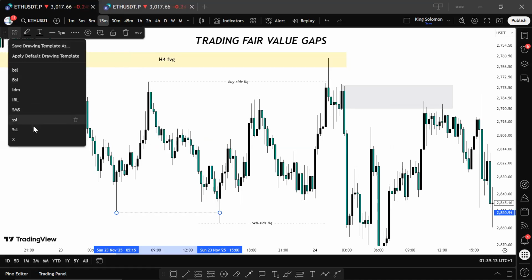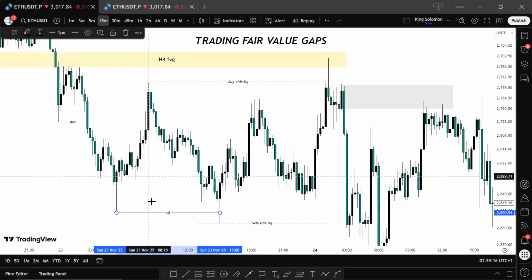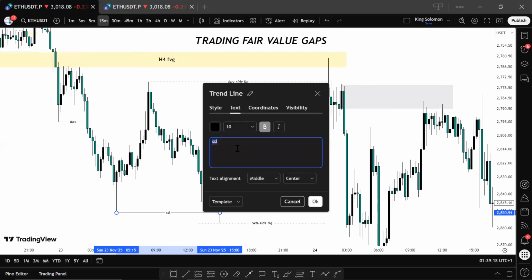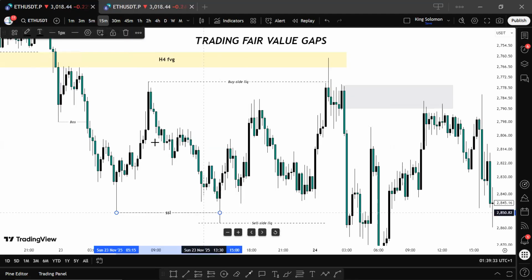I'm just going to use this SSL, right? No, I don't want to use this. I'd rather type it out in full. Sell side liquidity. So this is the sell side liquidity at first, right?